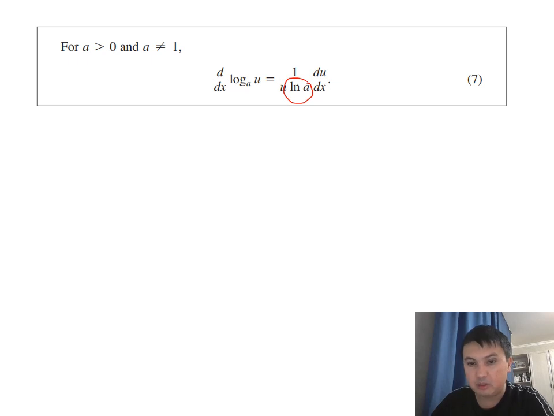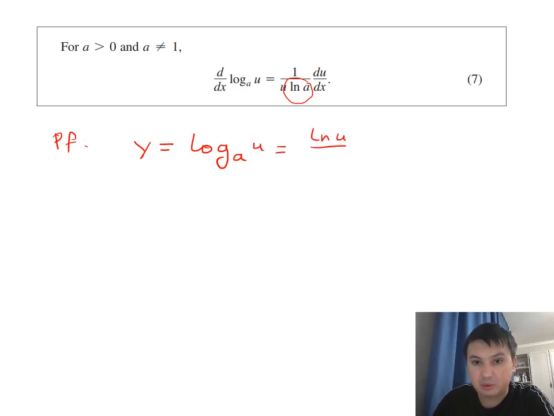Where does this term come from? Well, here's the proof. So y is equal to log base a of u. We can also write it as ln u over ln a, right? Now if you take a derivative, well, ln a is just a constant, so this is simply the derivative of ln u divided by ln a.